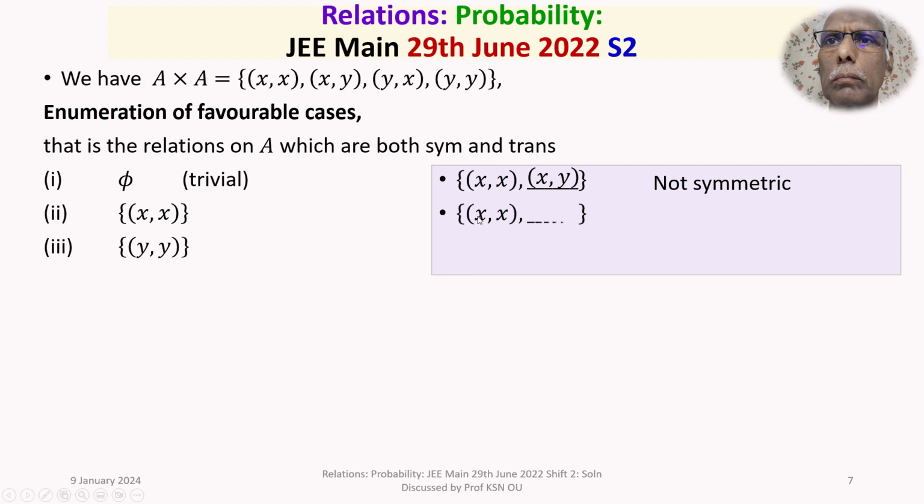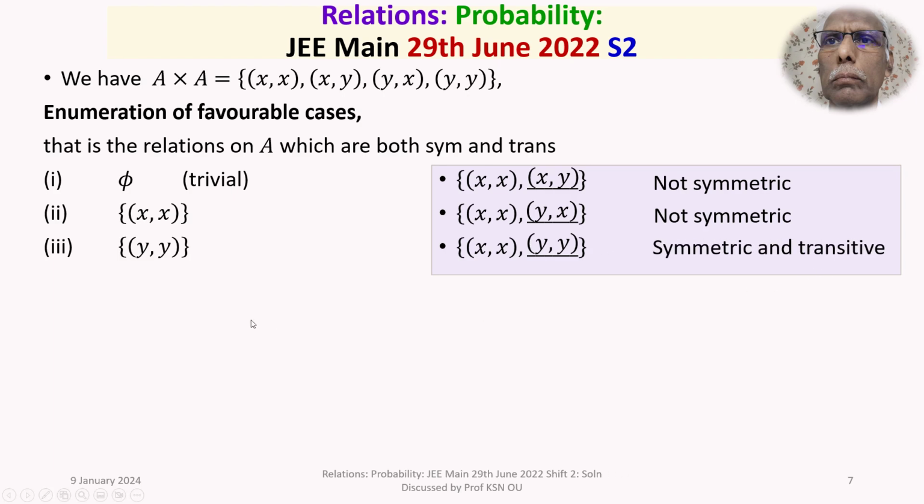So, you take x comma x and look for another element. Let us say y comma x. And y comma x is there, and symmetry is lost because x comma y is not there in it. So, therefore, it's not symmetric. Great. So, x comma x, now we add the other ordered pair y comma y. Yes, it is symmetric and transitive because transitivity is not failed, it is trivially satisfied. Therefore, it is symmetric and transitive. So, this is a candidate for us.